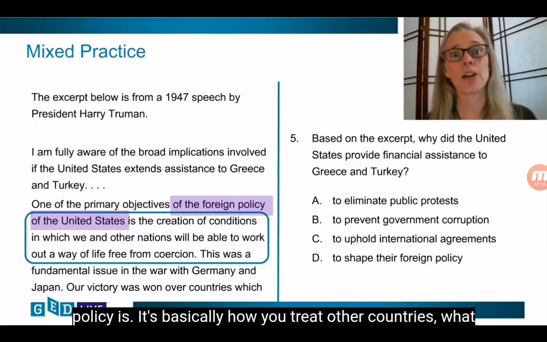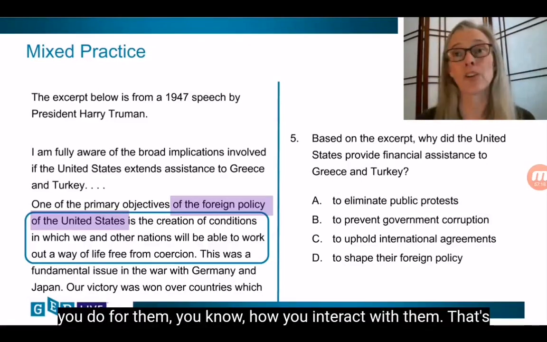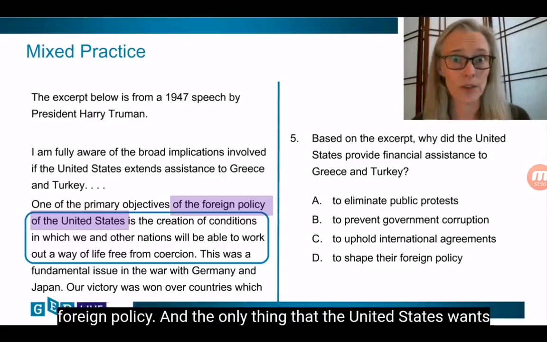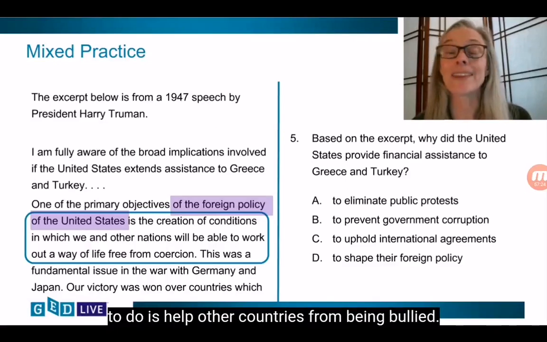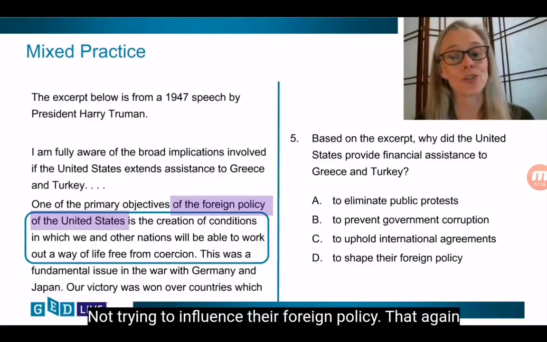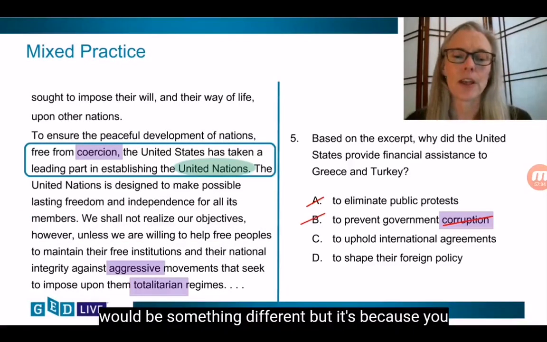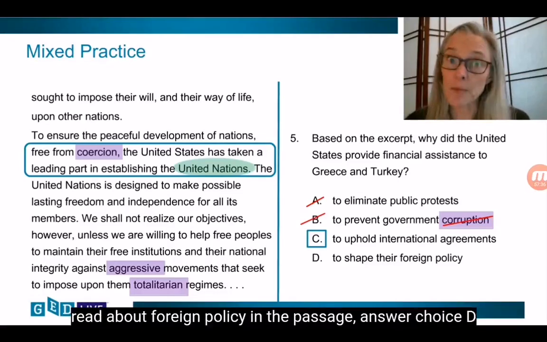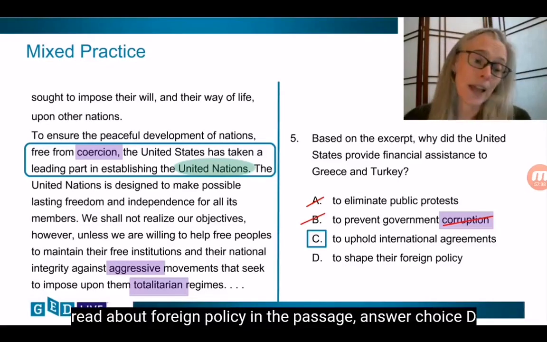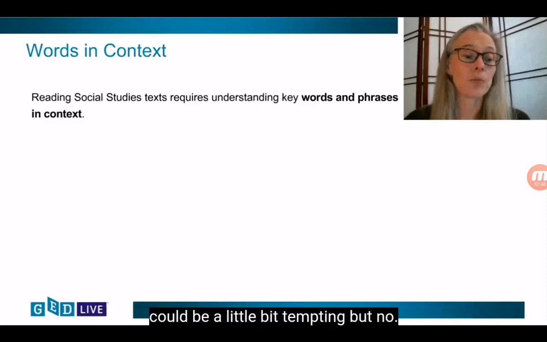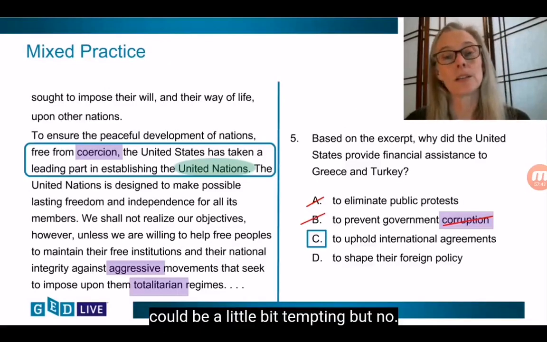It's basically how you treat other countries, what you do for them, how you interact with them. That's foreign policy, right? And the only thing that the United States wants to do is help other countries from being bullied, not trying to influence their foreign policy. That again would be something different. And it's because you read about foreign policy in the passage. Answer choice D could be a little bit tempting.